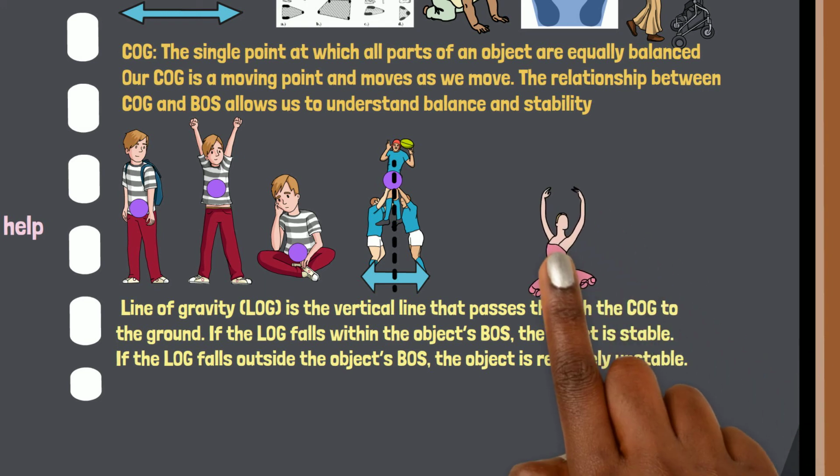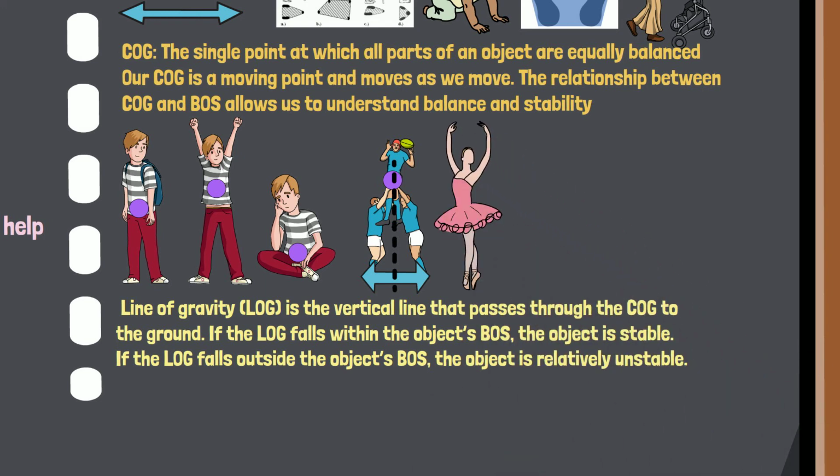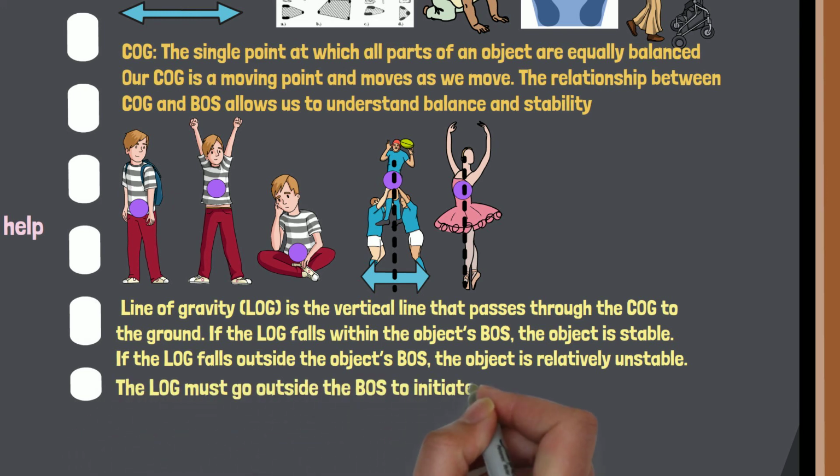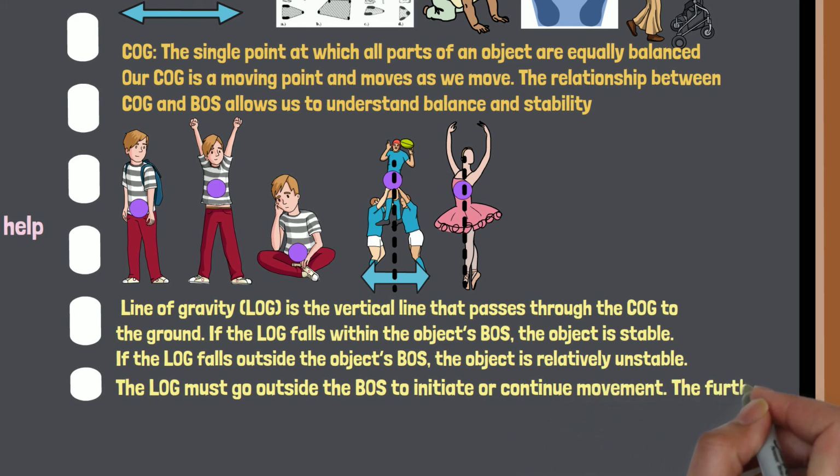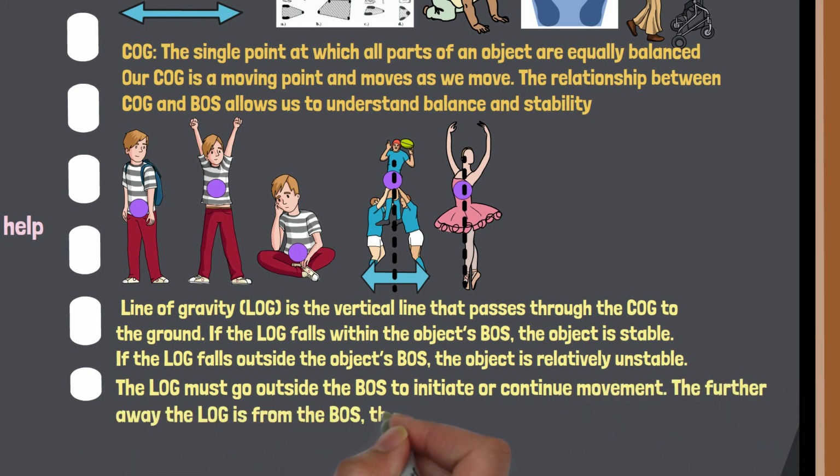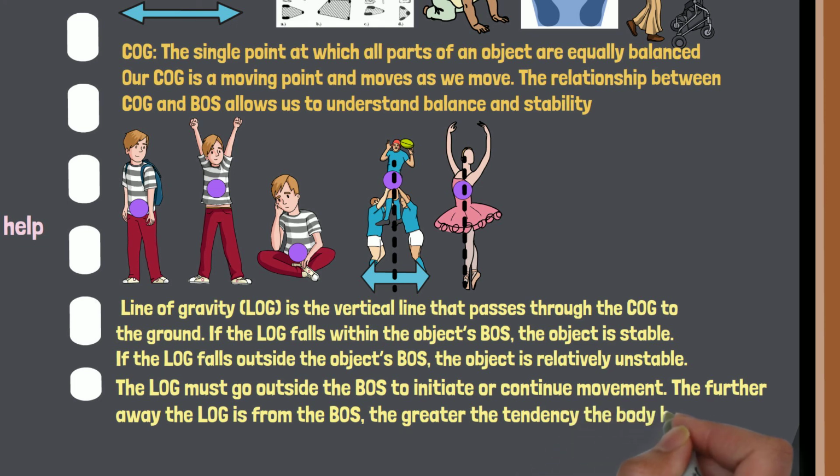so they're relatively stable. In the example of a ballerina, you can see that she has narrowed her base of support to a very, very small point, but she has trained and learned how to keep her line of gravity within that small base of support to maintain her balance. Now that we understand how this influences stability, how does it influence motion? The line of gravity must go outside the base of support to initiate or continue movement. The further away the line of gravity is from the base of support, the greater the tendency the body has to move in that direction.